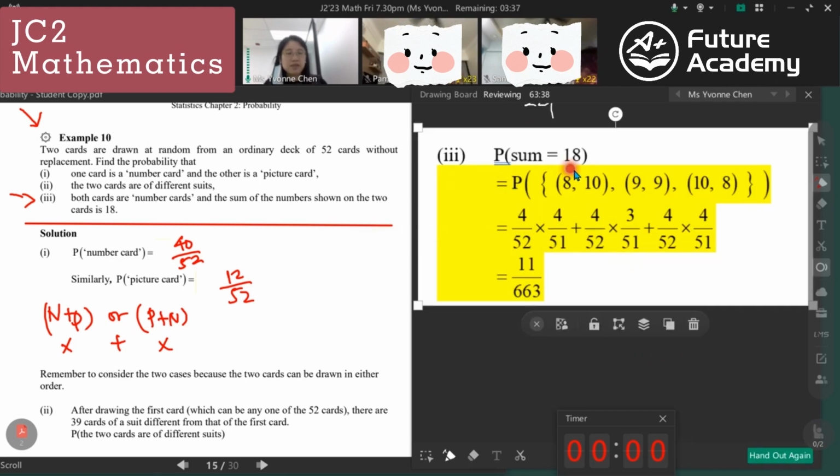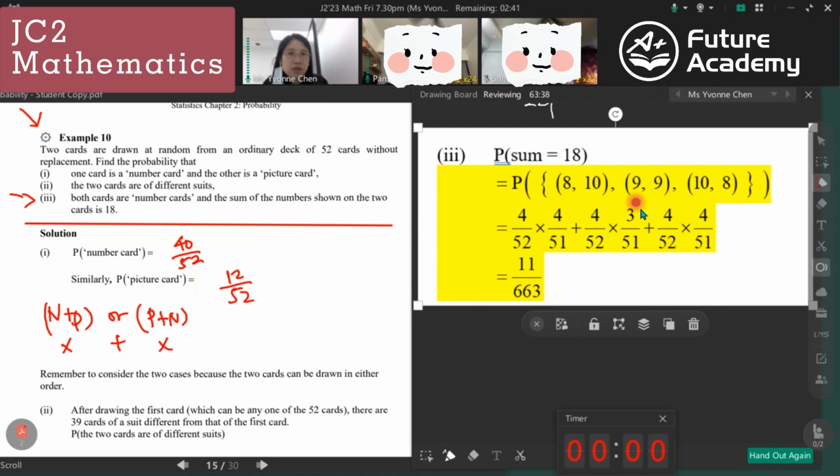In order to have the sum as 18, you have 8 and 10, 9 and 9, and 10 and 8. So the first case is 4 out of 52 times 4 out of 51. Of the remaining 51 cards, 4 of them are 10, right? So you have 8 and then 10. Then the second case, out of the 52 cards, 4 of them are 9, times 3 out of the 51 cards, 3 of them are 9. Then you add 4 out of 52 times 4 out of 51. Then the final answer is 11 over 663. Okay so far, everyone?